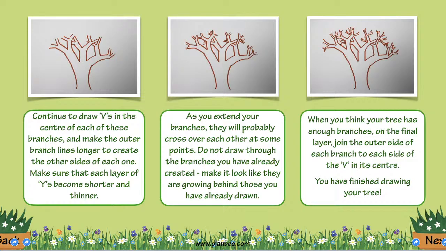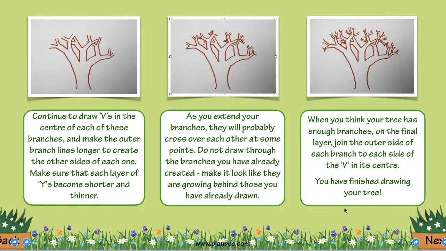So as you extend your branches, they will probably cross over each other at some point. Do not draw through the branches you have already created. Make it look like they are growing behind those that have already been drawn. So if you have a look here, do you see this one that goes behind that branch and it goes through here? Don't worry, if you do draw through, if you use a rubber, you can always rub out that little line there.